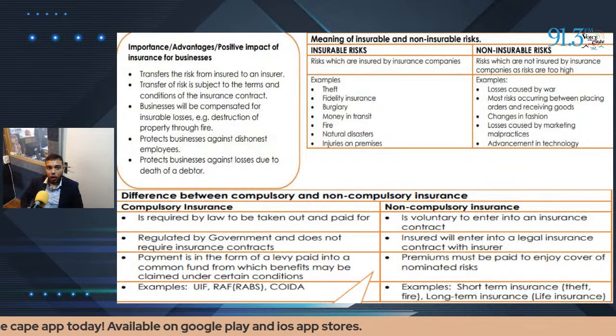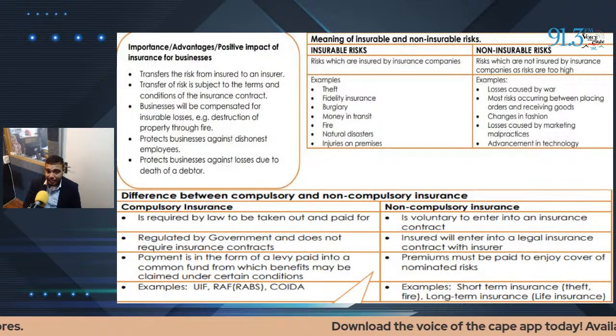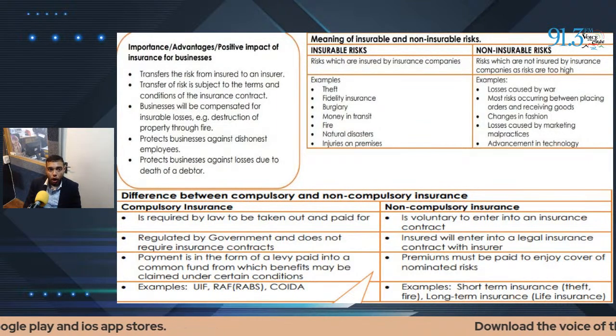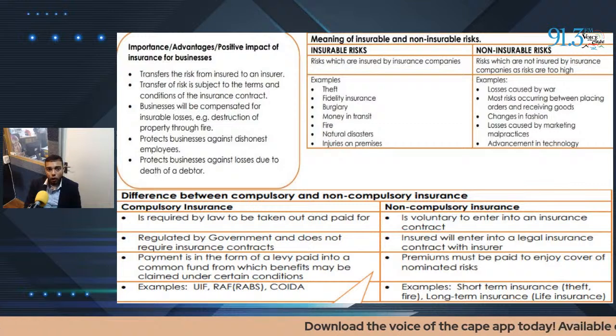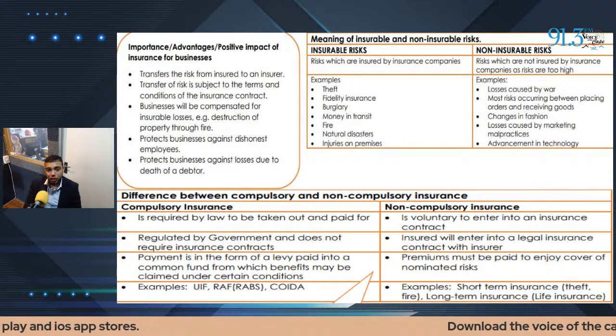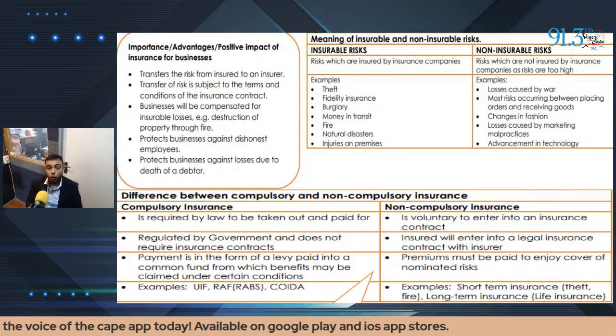So the importance or advantages or positives of the impact of insurance for businesses. Listen closely, guys, for businesses. It transfers the risk from the insured to an insurer. Transfer of risk is subject to the terms and conditions of the insurance contract. Businesses will be compensated for insurable losses, for example, destruction of property through fire. It protects businesses against dishonest employees and against losses due to the death of a debtor. Debtor meaning someone that owes money. So remember, guys, that's the impact of insurance for businesses.